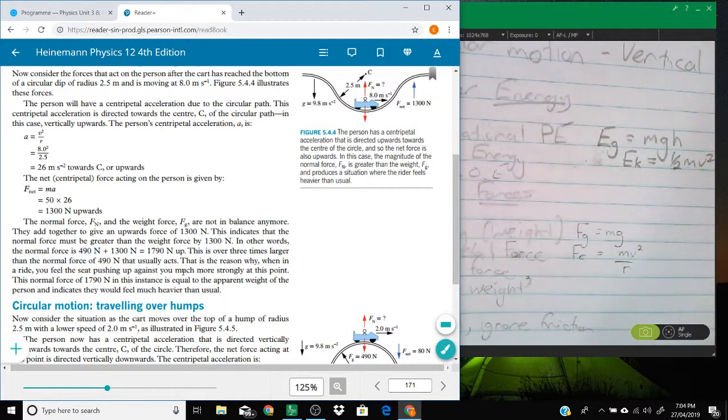They also describe that this is the reason why, on a ride, you feel the seat push up against you much more strongly at this point. And they make reference here again to the apparent weight. So this is where the apparent weight is at its highest.